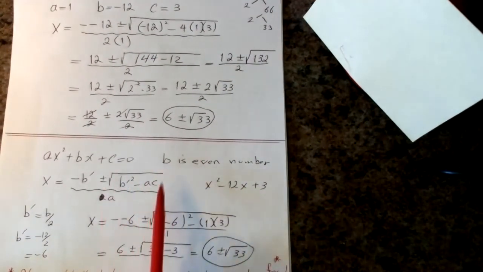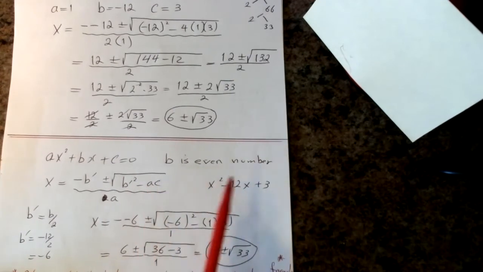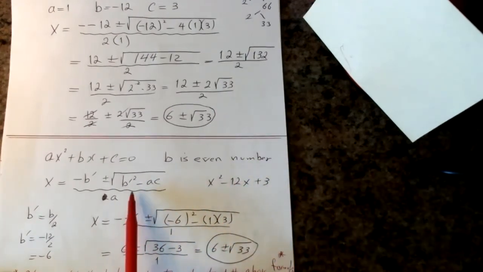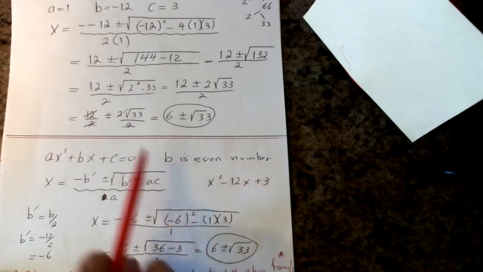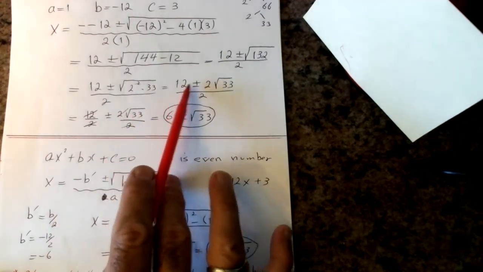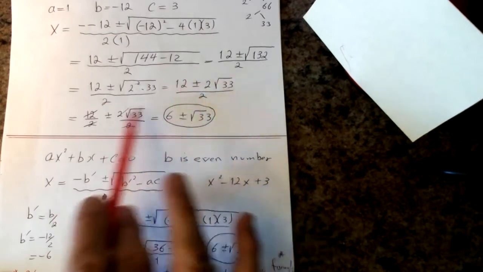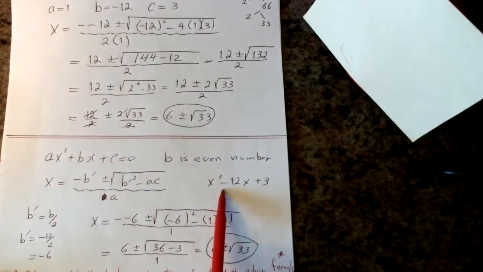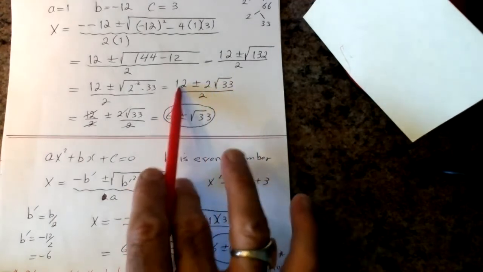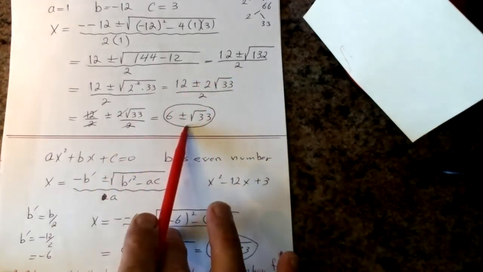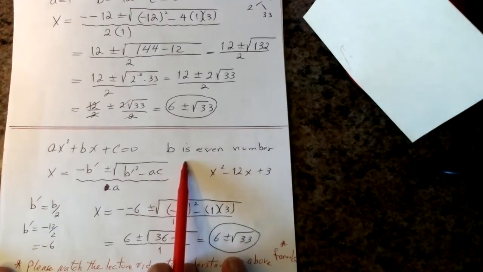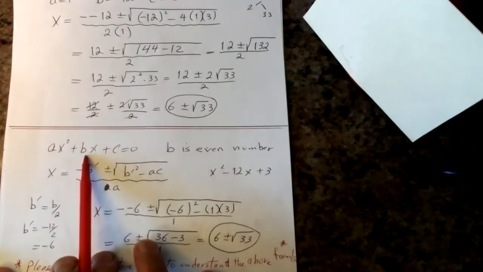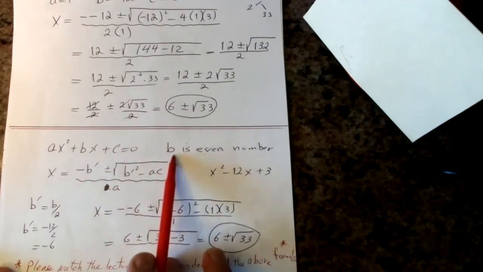I also introduce another formula. The formula is not in the textbook, but it can make things easier sometimes if you understand it. When you use this formula, you don't have to do this part, where you have to divide everything by 2. You come straight to that one. This is a special formula that works as long as b is an even number. If b is not even, you cannot use it. See, b is an even number.